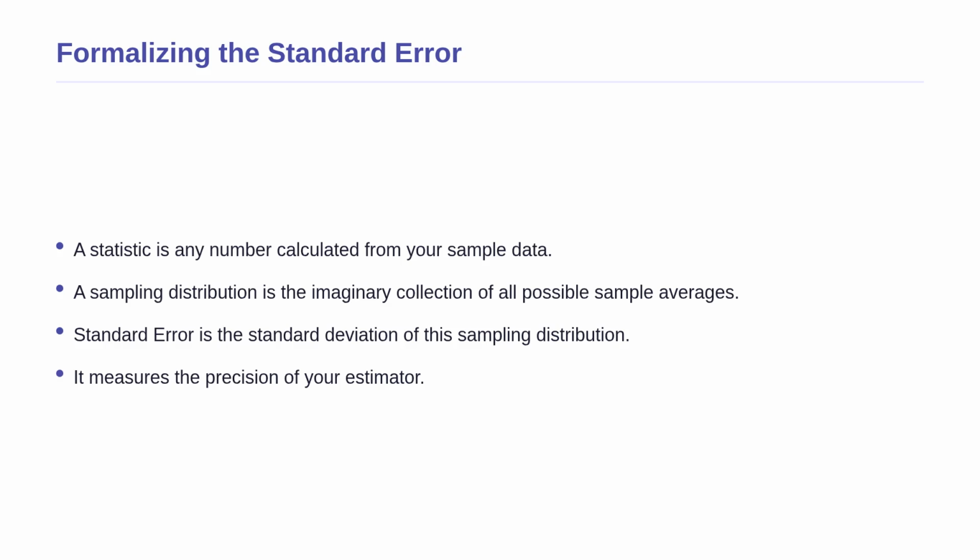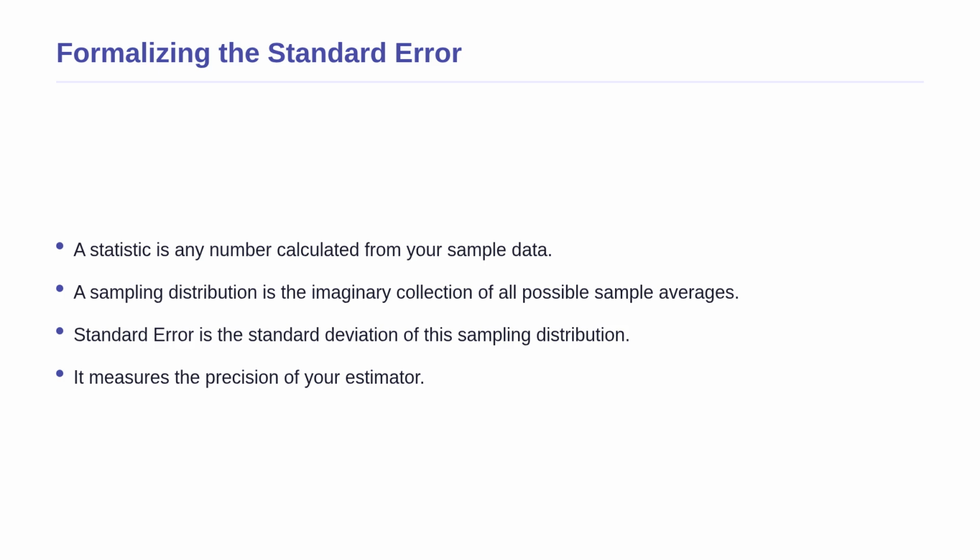In statistics, any number calculated from your sample, like that average height, is called a statistic. Next, imagine a massive imaginary collection of all possible averages you would get if you repeated your experiment infinitely many times. We call this the sampling distribution. The standard error is defined simply as the standard deviation of this imaginary sampling distribution.